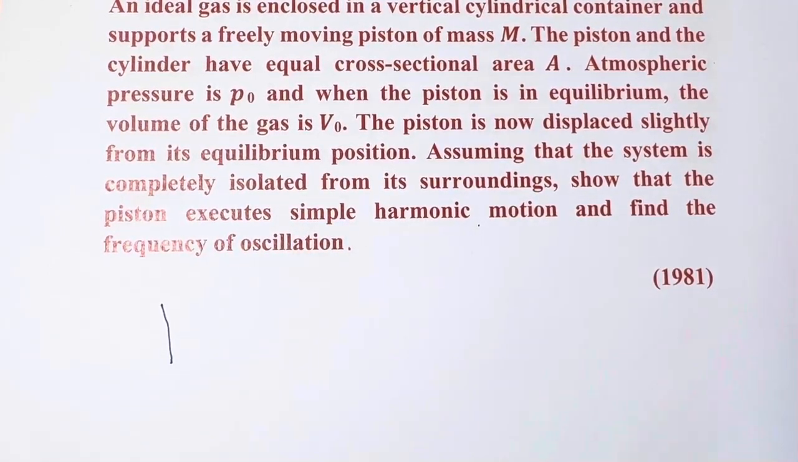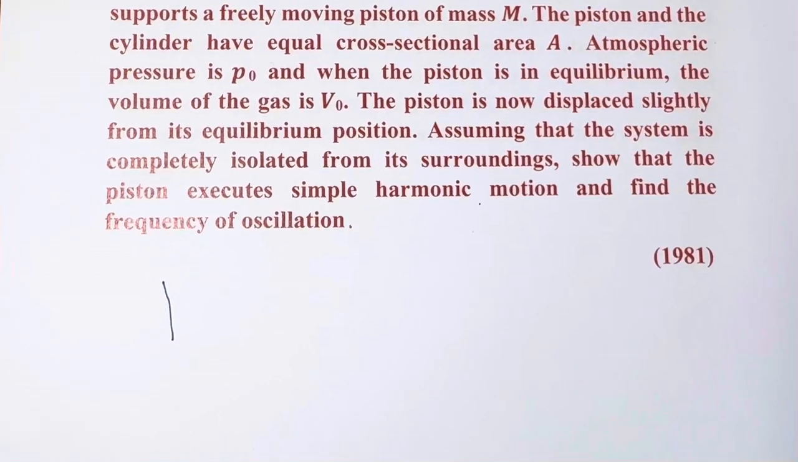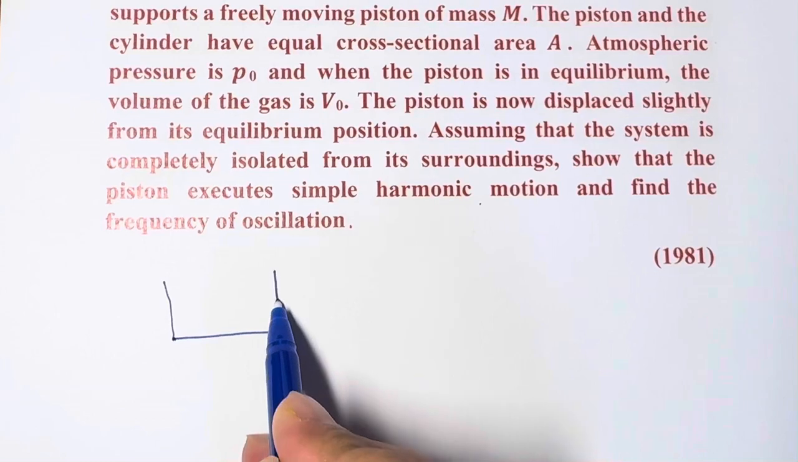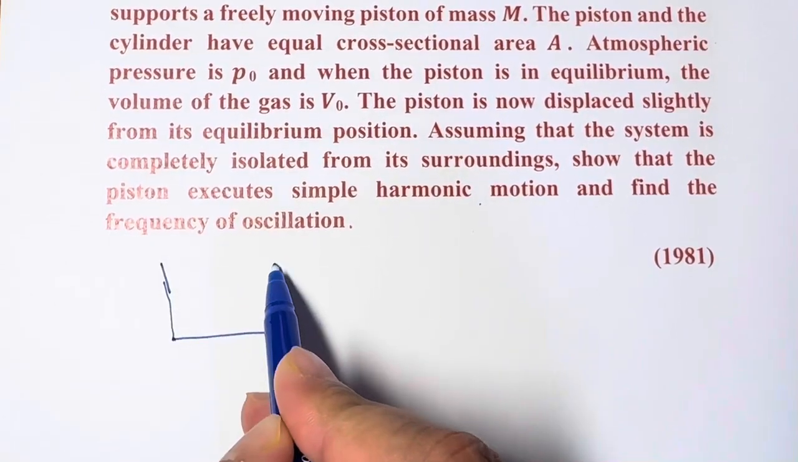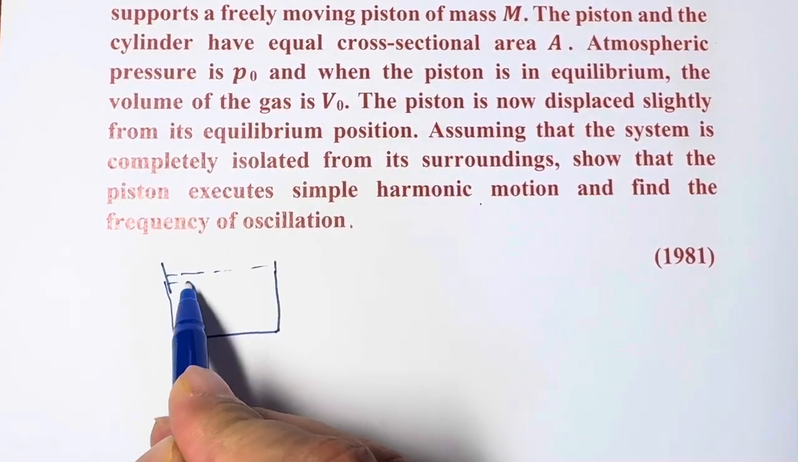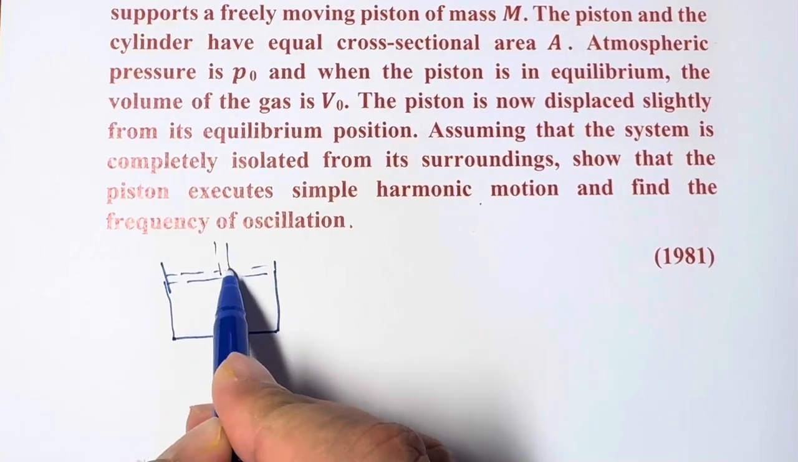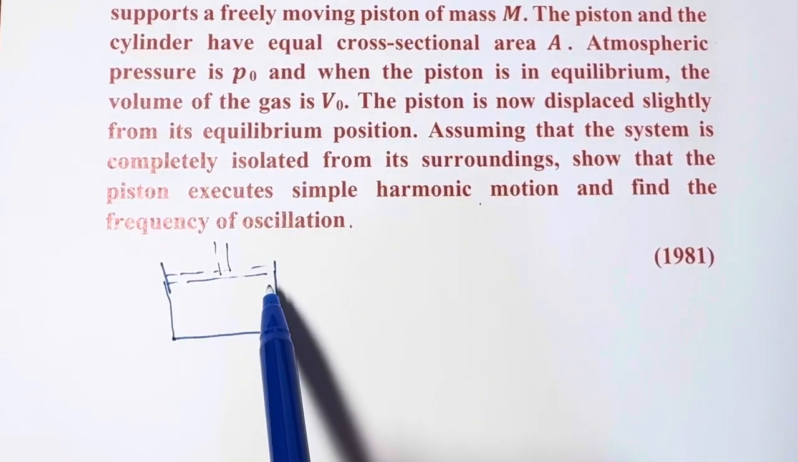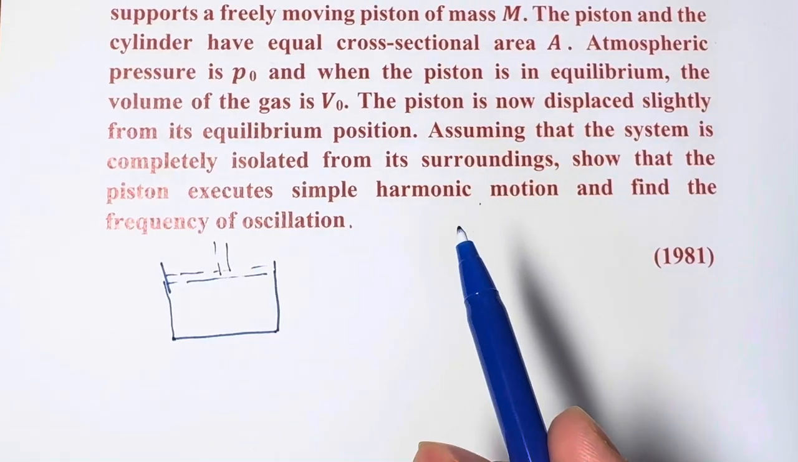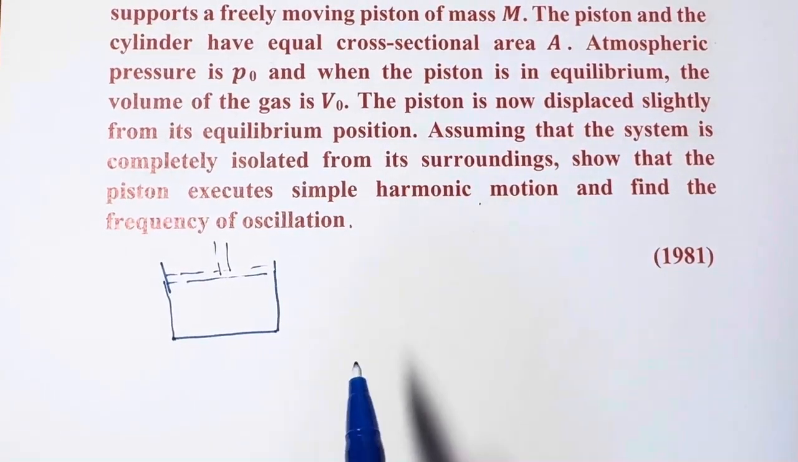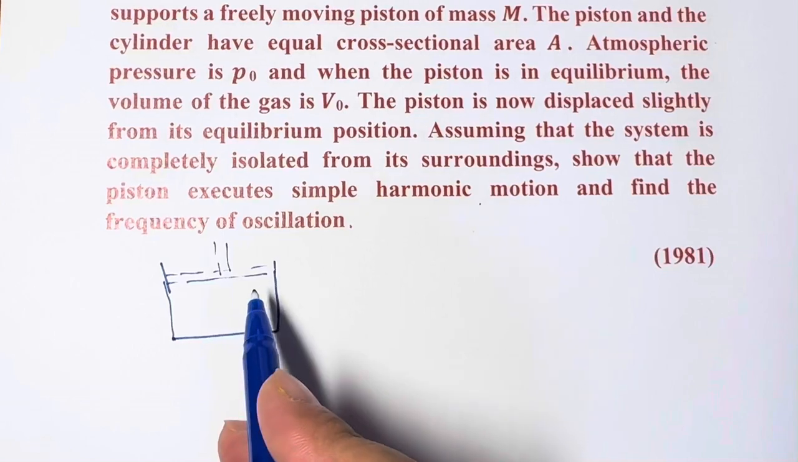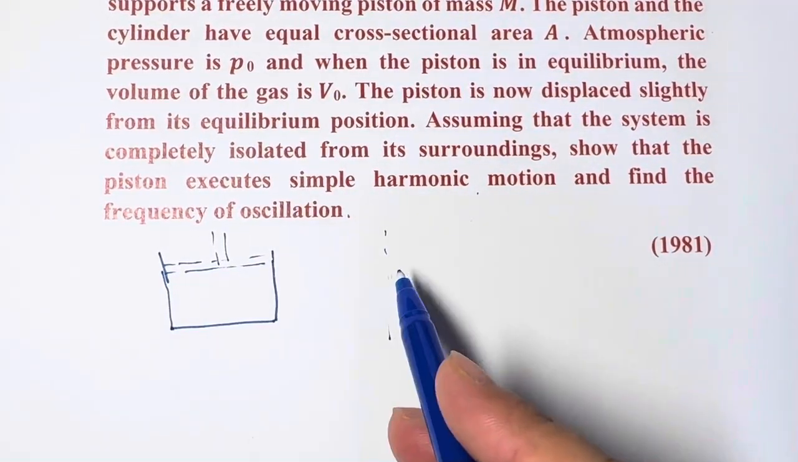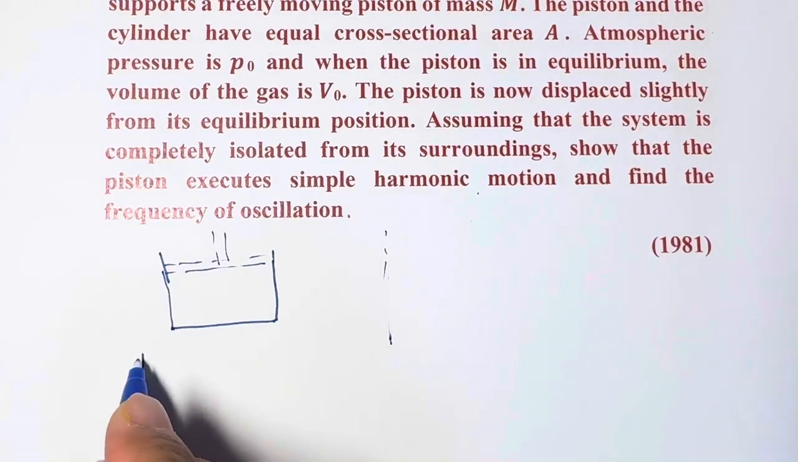of oscillations. So in this case, we are given that there is a cylinder and it is having, suppose this is a piston, and it is said that this piston is free to move, which is having a mass m and cross-sectional area is A. Atmospheric pressure is given as P0, and this is, let us suppose, initial condition.